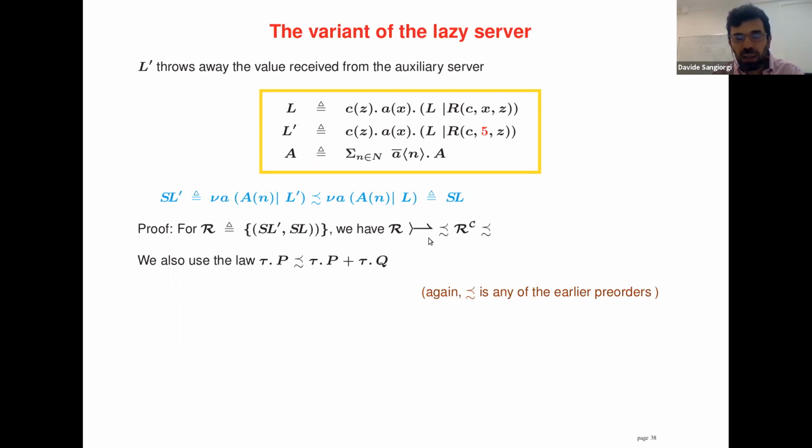And I show a semi-progression of this kind, up to preorder and context. And the only noticeable difference with respect to the previous proof is that at some point I use this law. This is a law saying that if I reduce the non-determinism in a process, then I go down in the preorder. Okay, this was expected because, of course, the forgetful system is more constrained, has less non-determinism than the ordinary system.